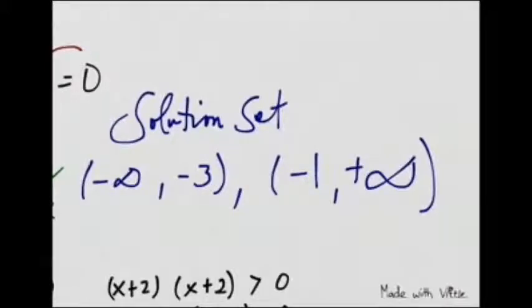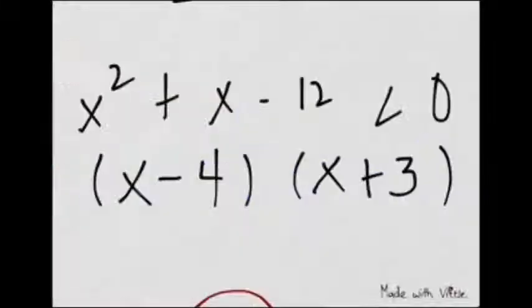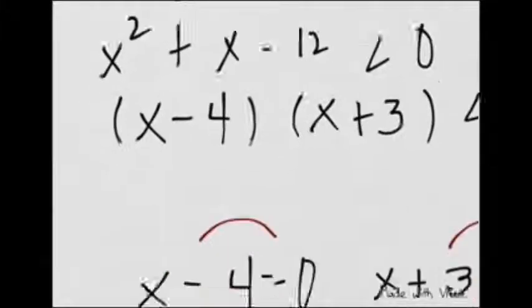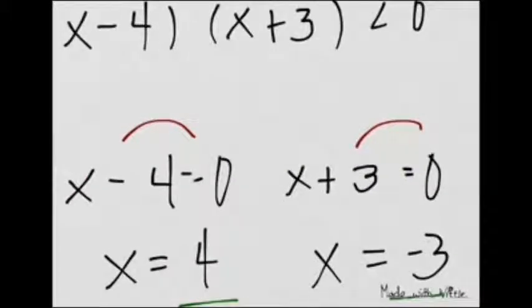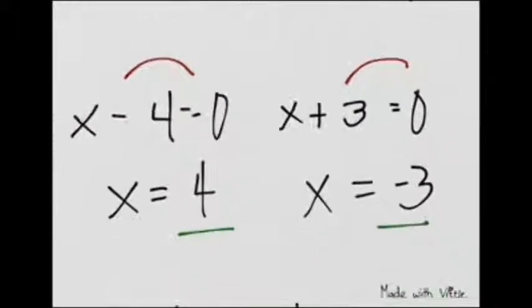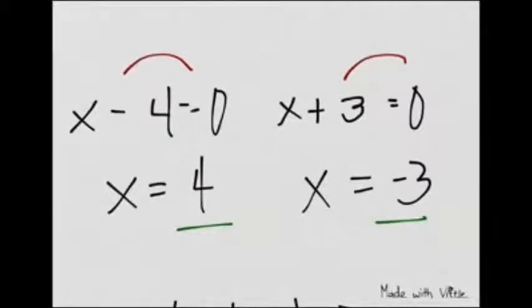Now let's move on to our next example. For our second example, we have x squared plus x minus 12 is less than 0. Our factors are x minus 4 and x plus 3. Now again, to find the points, we have to put these factors equal to 0. Transpose, and now we have x is equals 4 and x is equals to negative 3. These two will be our points.